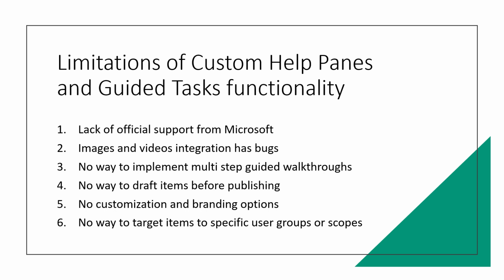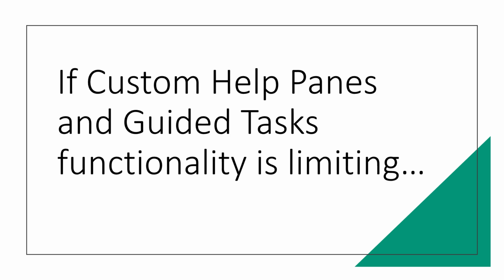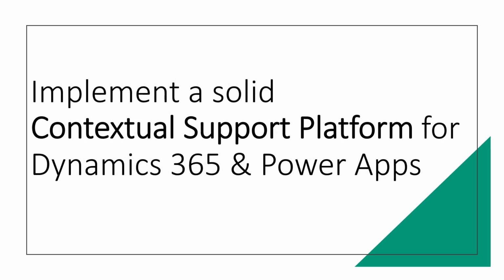But if you're okay with all that, it is still much better than what comes out of the box, which honestly is useless. So I would say convert it to at least give less info in context, much better than a lot more info that is out of context, which is unfindable, unreachable to most people anyway. Now, there will be times when the custom help panes and guided task functionality that I've shown you is so limiting that it's not enough. If that happens, then you want to consider implementing a contextual support platform, also referred to as a digital adoption platform, for your Dynamics 365 CRM and actually also Power Apps for that matter.